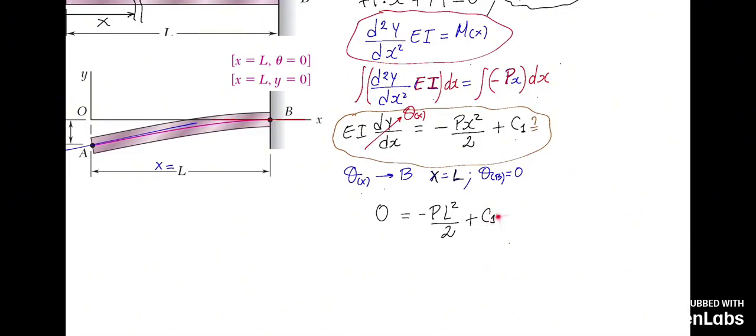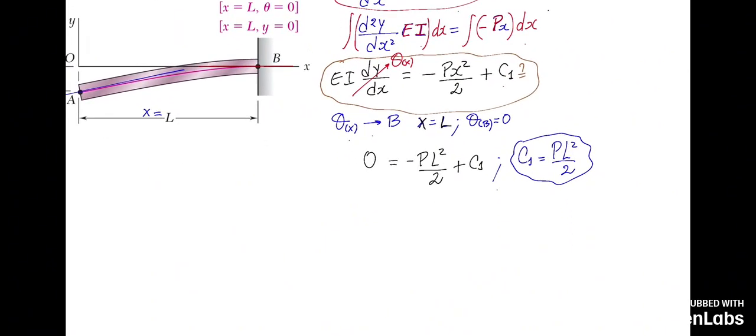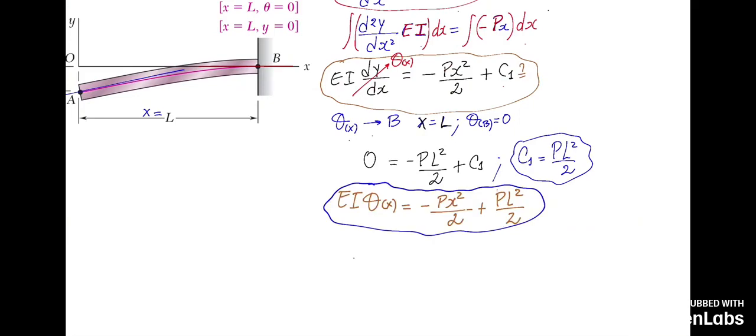And from here, what we do is solve for constant 1. How? We move this to the other side, and then that constant 1, C1, will be p times length squared over 2. And there, the integration constant is determined. What I do now is replace that constant here, and I will have the equation. Note the slope equation, and there it is. This is our slope equation.